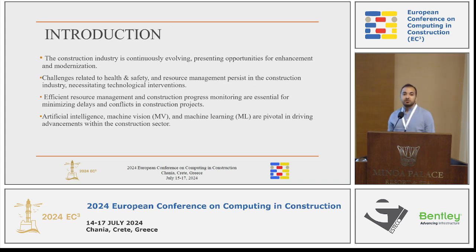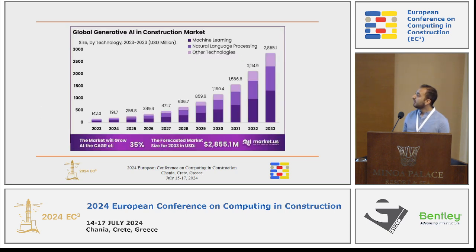The construction industry is an environment that is constantly evolving, presenting both challenges and opportunities for improvement. Some major challenges are related to health, safety, and resource management, requiring technological interventions. Efficient resource management and construction progress monitoring are essential for minimization of delays and conflicts in construction projects. Therefore, artificial intelligence, along with technologies like machine vision and machine learning, are pivotal in driving advancements within the construction sector. Let's now explore the economic aspect behind the application of AI technologies in the construction sector.